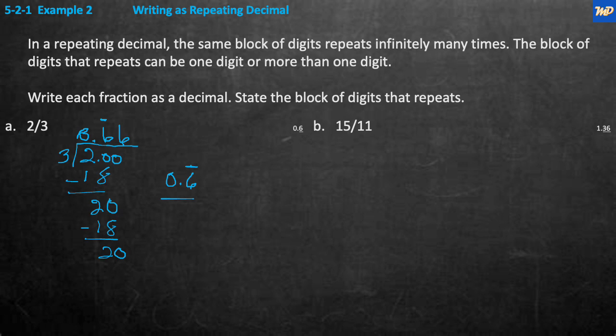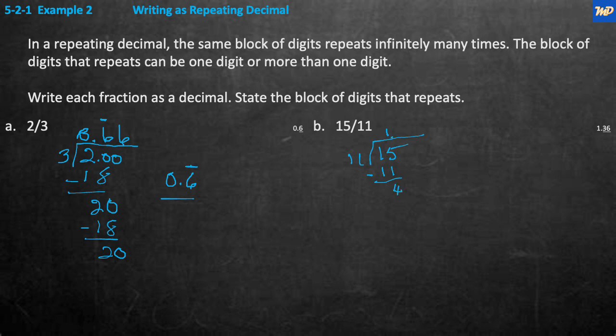So now let's try this one. This is a little different. This is an improper fraction. We're going to go ahead and do the same thing though. We'll take the numerator, 15, and we're going to divide it by 11, the denominator. And what do we get? So 11 goes into 15, yes. How many times? 1 time. 1 times 11 is 11. 15 minus 11 is 4.